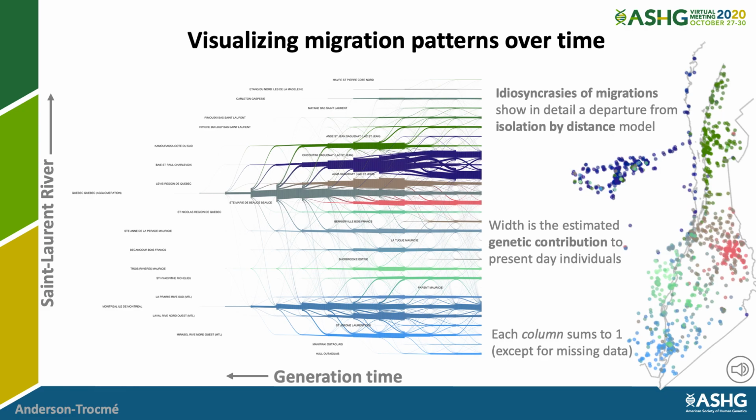We were able to visualize the migration patterns up and down the river for the entire colonial history of Quebec, revealing in detail patterns of migrations like serial founder events and more recent urban migrations.